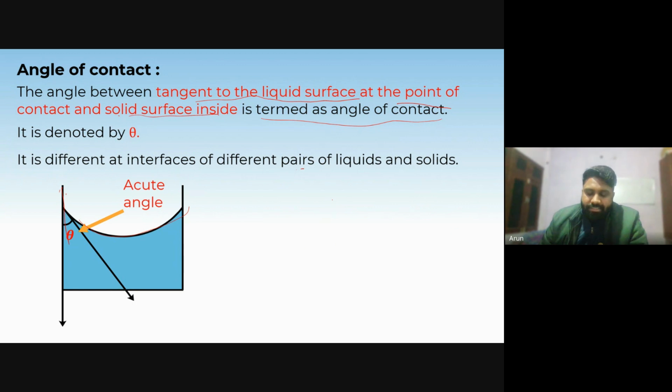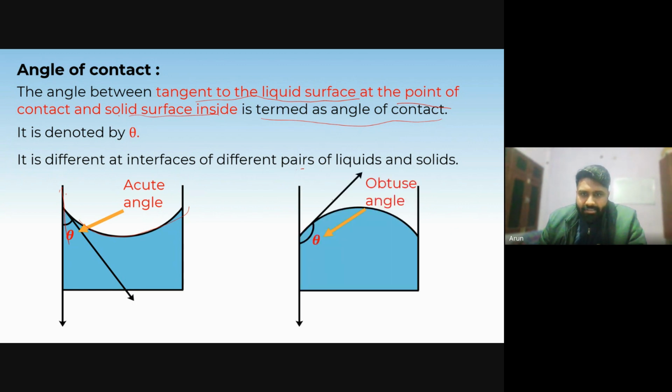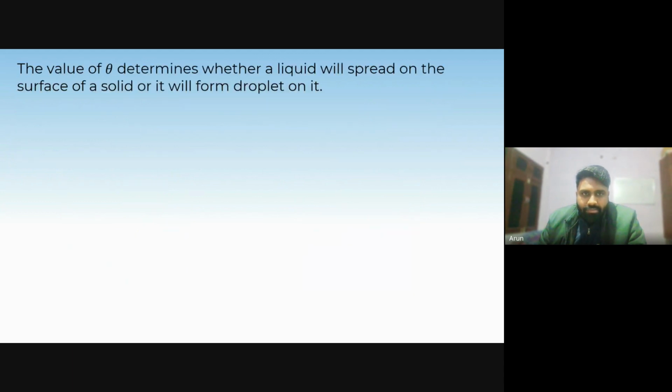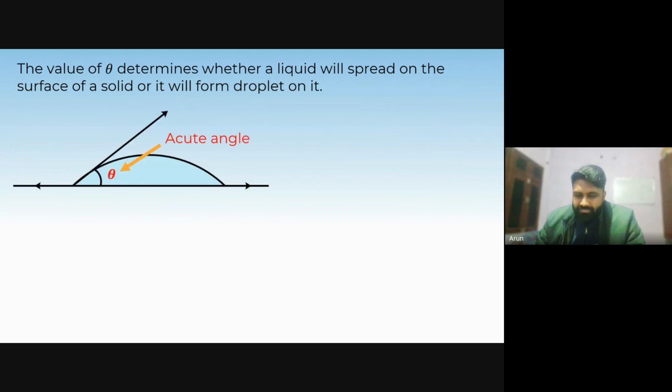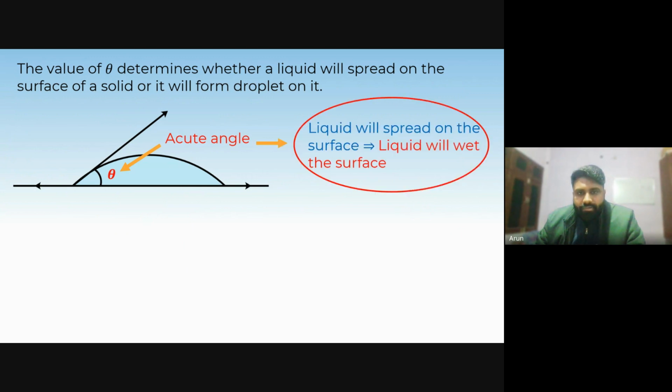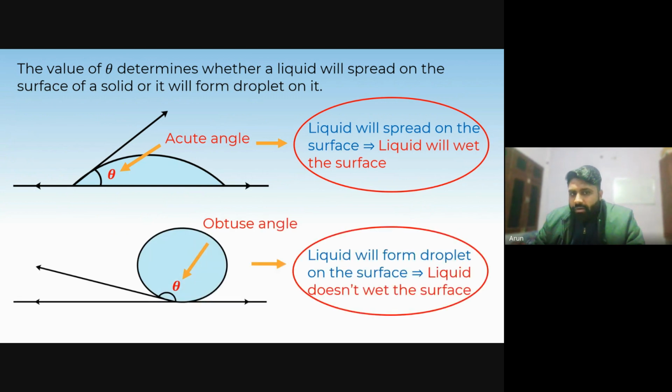Two types of meniscus are formed. In this other case the angle will be obtuse. So this value of theta will determine whether the liquid will spread on the surface, or it will not spread and will form a droplet on it. So, as I have told you, if the angle is acute, it will wet or spread on the surface, and if it is obtuse, it is not going to wet the surface.